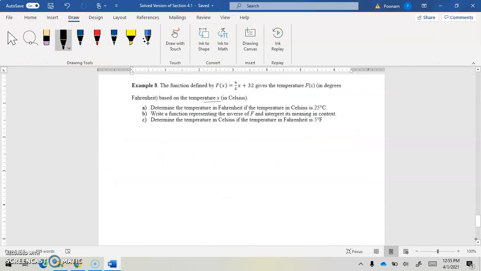Let's do an application problem. The function defined by f of x is equal to 9 by 5 x plus 32 gives the temperature in Fahrenheit where x is in Celsius. So basically it's a formula for converting Celsius into Fahrenheit. Determine the temperature in Fahrenheit if the temperature in Celsius is 25 degrees.